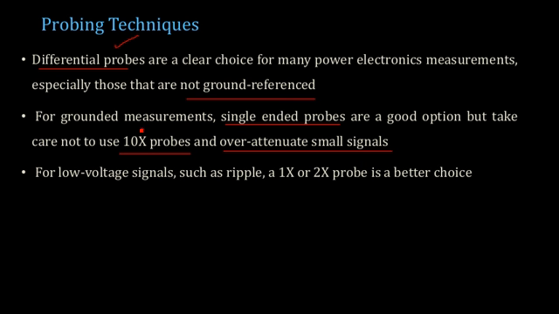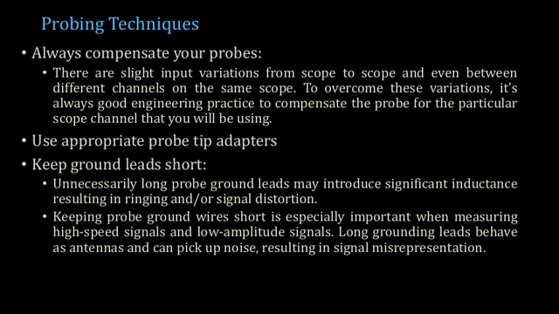So your probe attenuation has to be carefully chosen so that you are not over attenuating small signals. For low voltage signals such as ripples, a 1x or 2x probe may be a better choice. So you are directly getting the output, or you are just reducing the magnitude by half. If you are using a 2x probe, you are reducing it by half. So that will be a better choice.